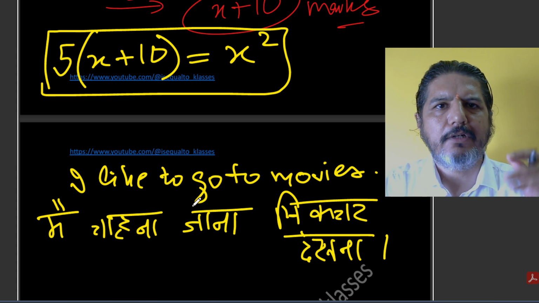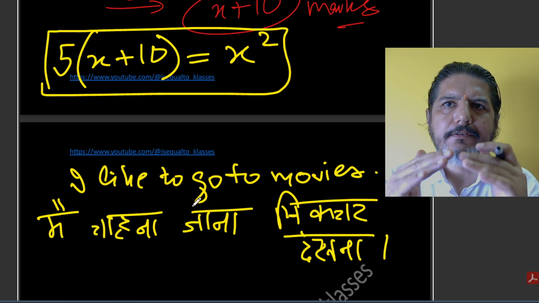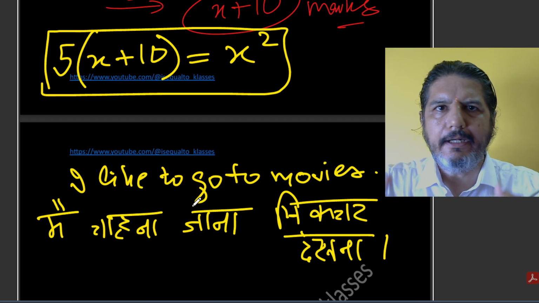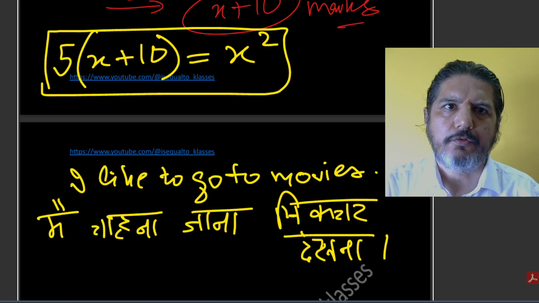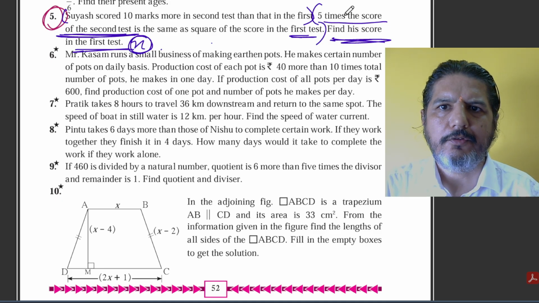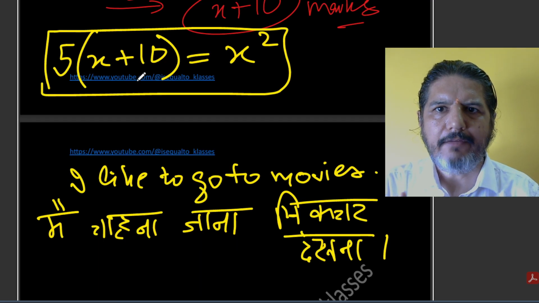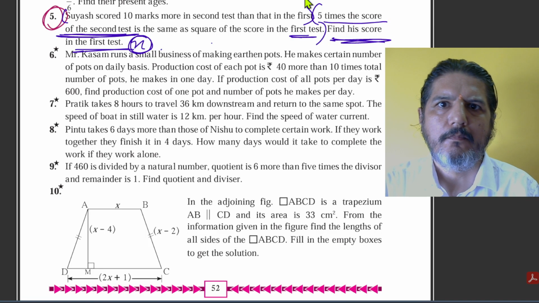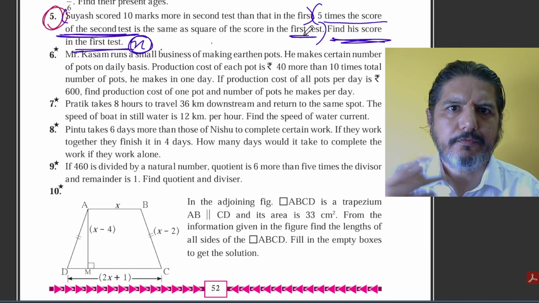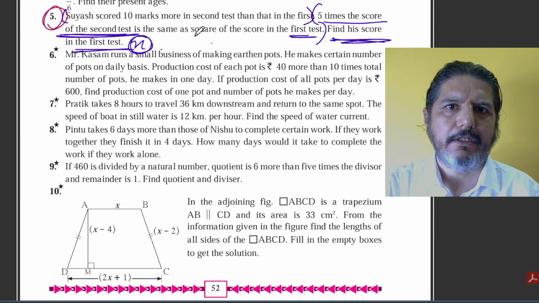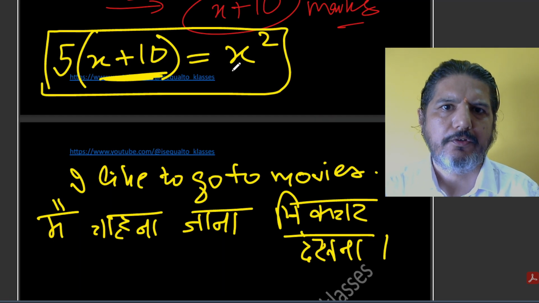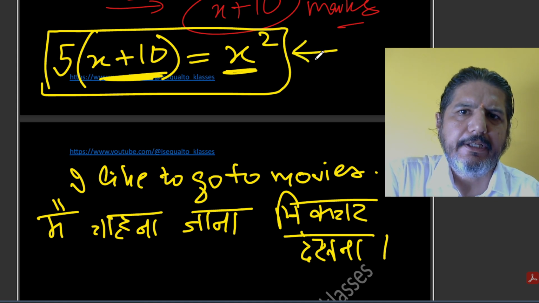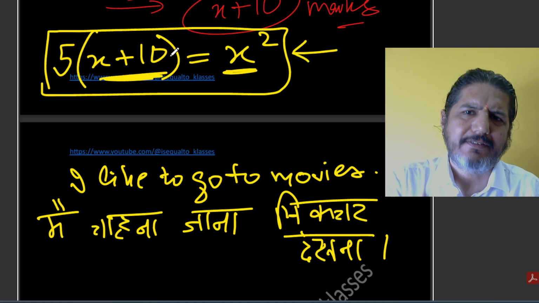So basically what I'm trying to tell you is that similarly, whenever there is a word problem, you should literally try to translate it into maths. Just to explain it again, 5 times the score of the second test, that is 5 times (x plus 10), is the same as the square of the score in the first test, x squared. Now this will be a quadratic equation, and I just have to solve it.